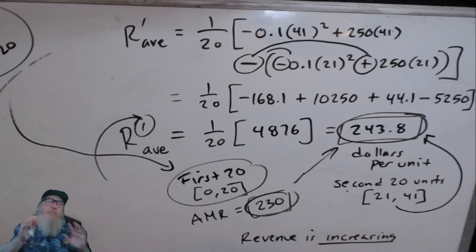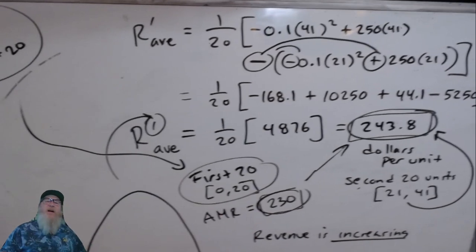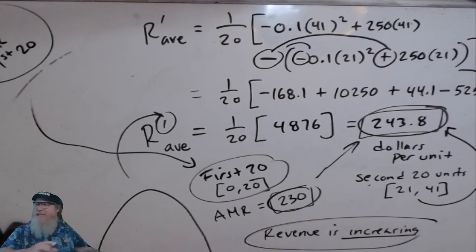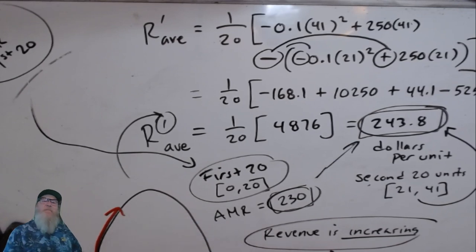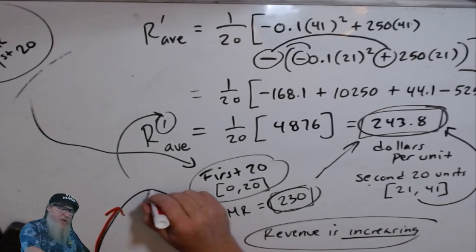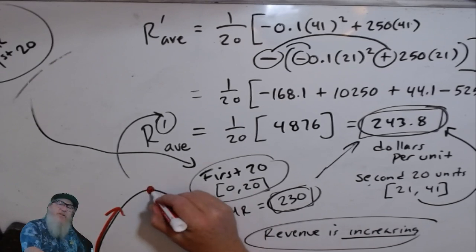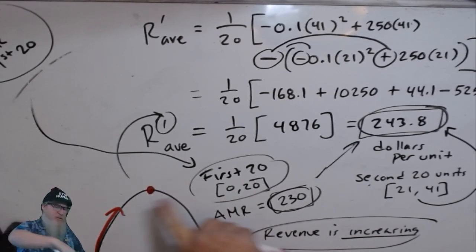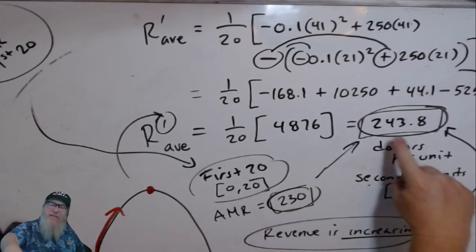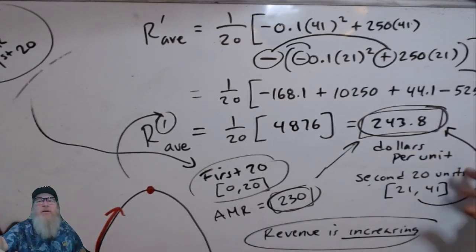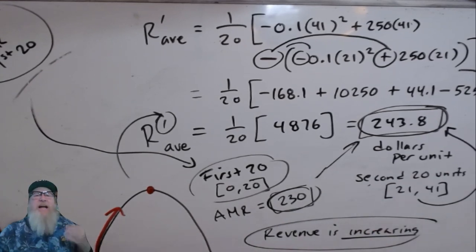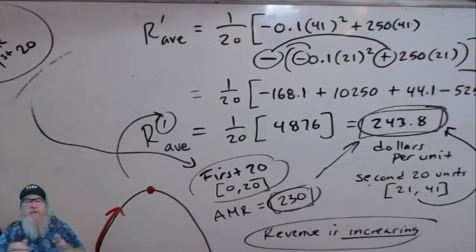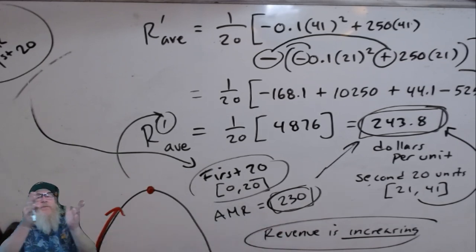Right? So this basically tells you what side of the hump you're on. If the revenue is increasing, then that means we're on this side of the hump. We have not yet reached our maximum yet. Once you reach the maximum revenue, this will turn around and go the other way, and the next 20 units would actually decrease the revenue. So this is a way of analyzing your revenue model in terms of intervals, right? How much is it changing on this interval? How much is it changing on this interval?